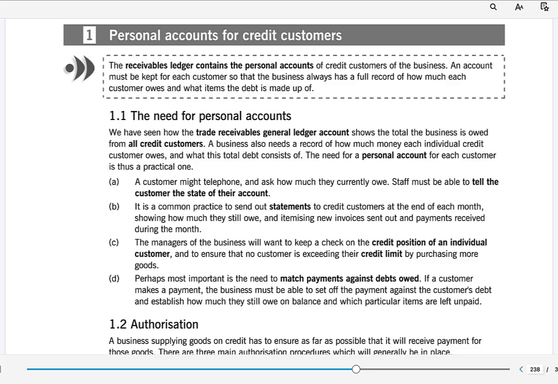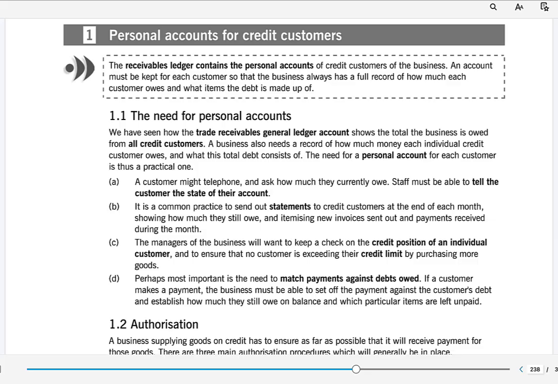Reason 1. The business must know how much each customer owes. If a customer calls and asks, "What is my balance right now?" the business must be able to answer immediately. Reason 2. The business must know what the balance is made of. The total balance is not enough. The business must know which invoices are still unpaid and whether there are credit notes or disputes.